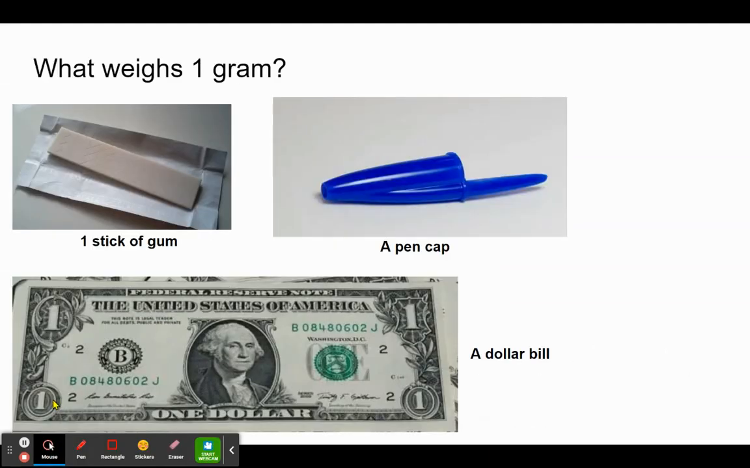All right, let's go ahead and look at what weighs 1 gram. So when we look at these things, a gram doesn't weigh a whole lot. So a gram is going to be about a stick of gum. That's how much a gram is about. A pen cap or a dollar bill. All of these things are about a gram. So they're not very heavy.